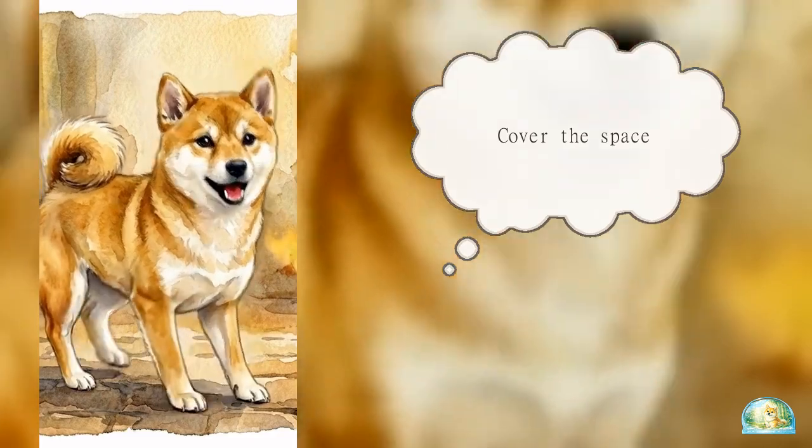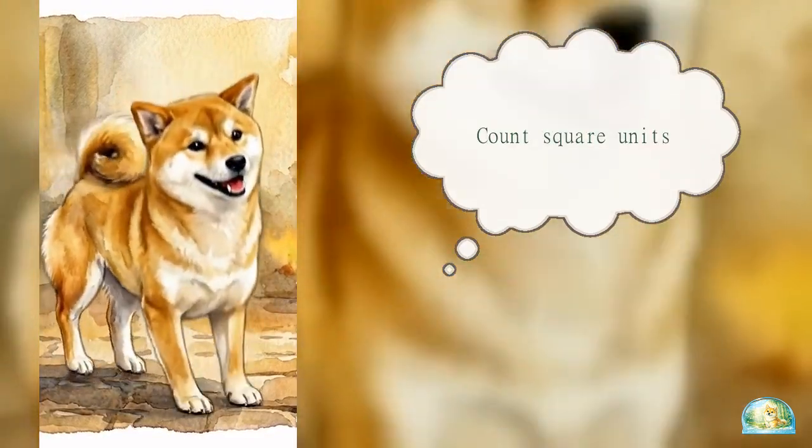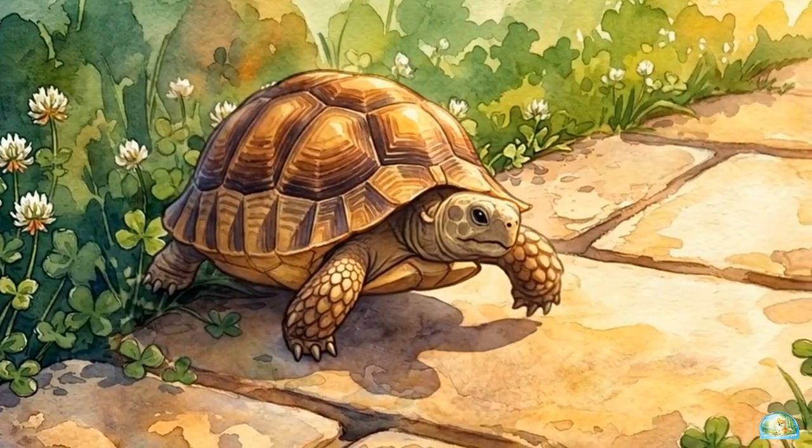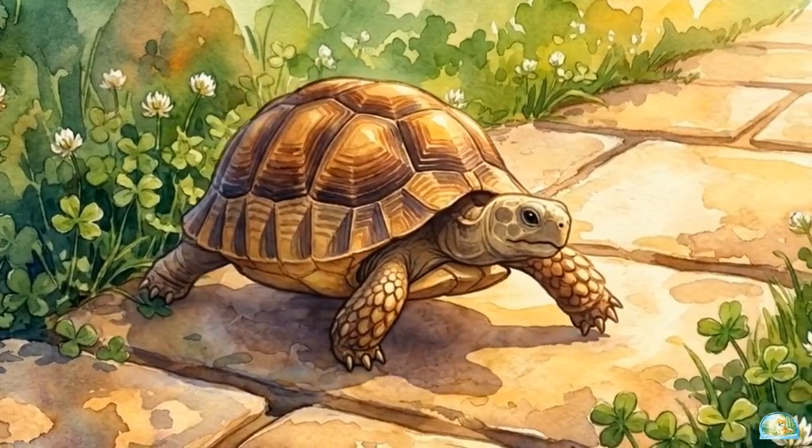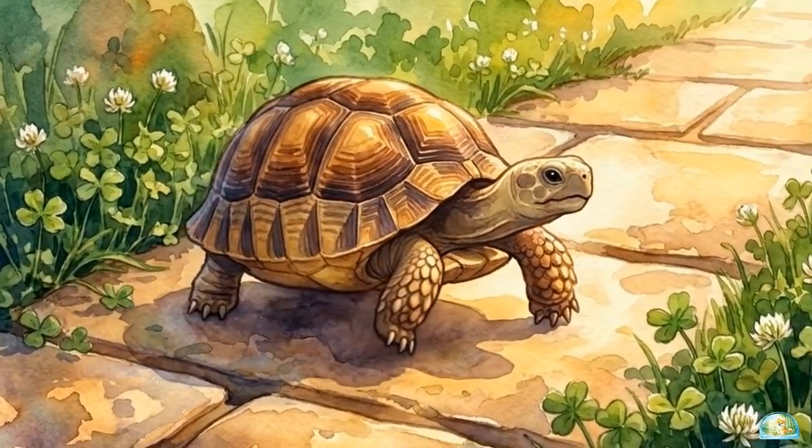Cover the space. No gaps, no overlap. Count square units. Welcome to the stone garden. This is Bramble, a tortoise beginning a long, slow journey to map the different plots along this path.